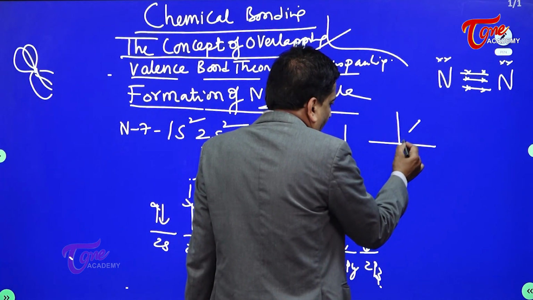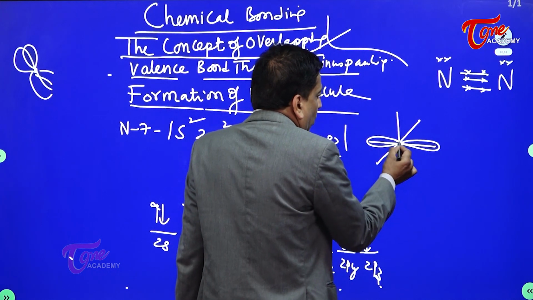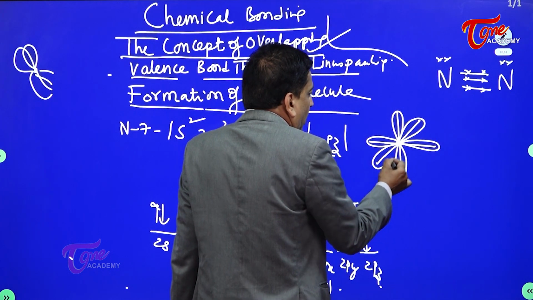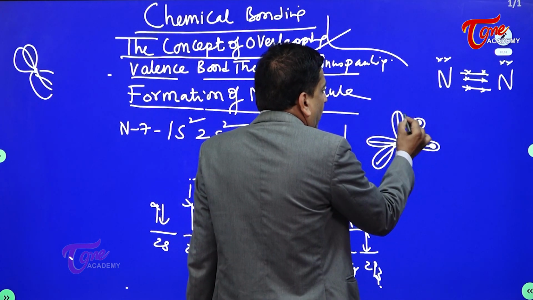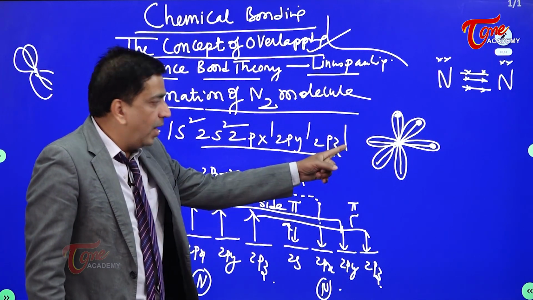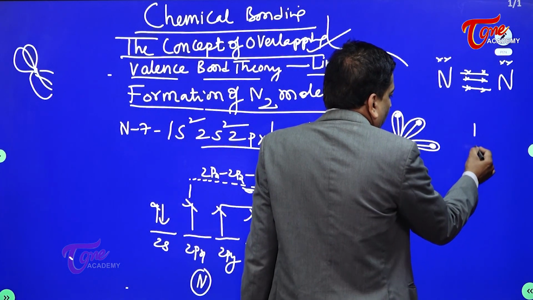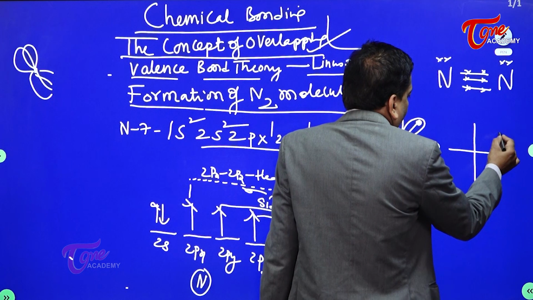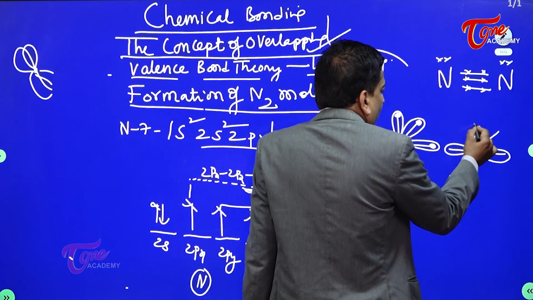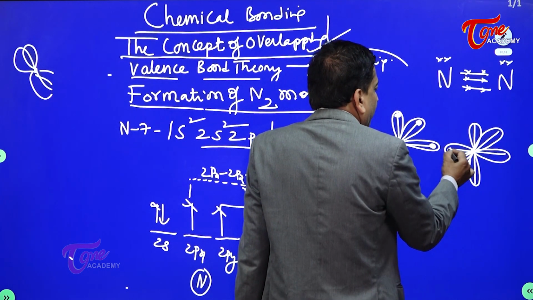X, Y, and Z. This is the 2px, 2py, and the 2pz, and you have one electron in each. That's what we have shown. One electron, one, that I have put there. And you have the other nitrogen, similar to this. This is the 2px, this is the 2py, and that is the 2pz.